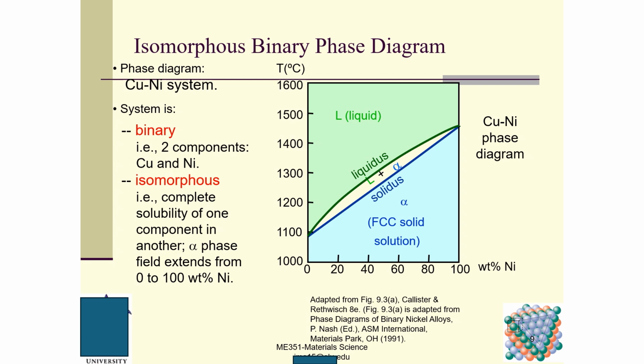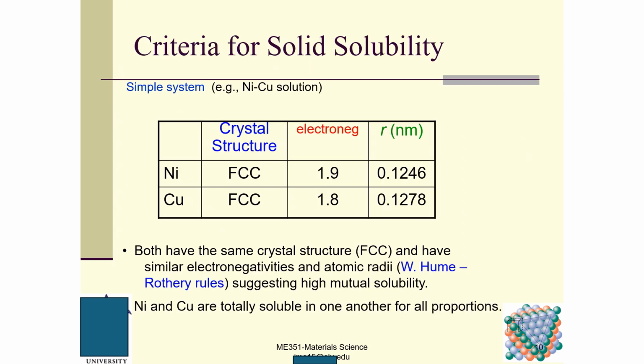I hope you guys can remember this one. Whenever you see iso, it means something is the same. Morphous means the morphology, the shape, so isomorphous means the shape is the same.